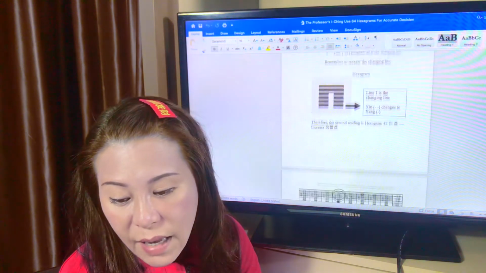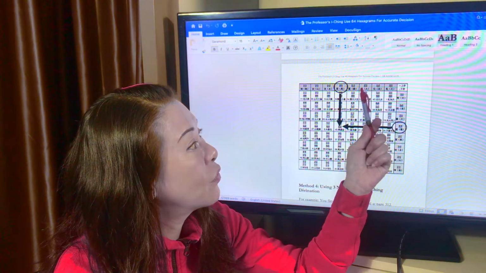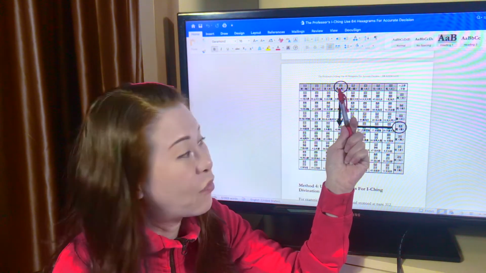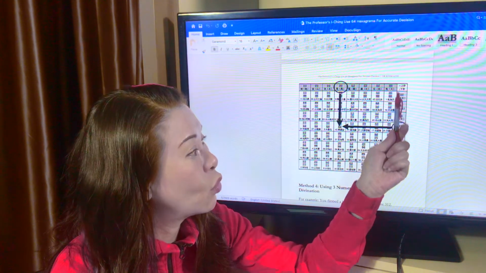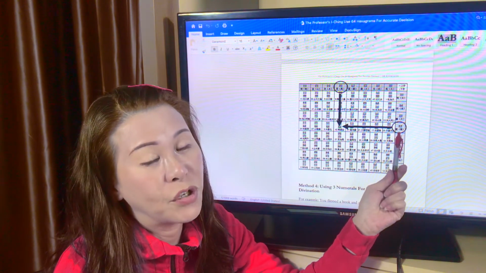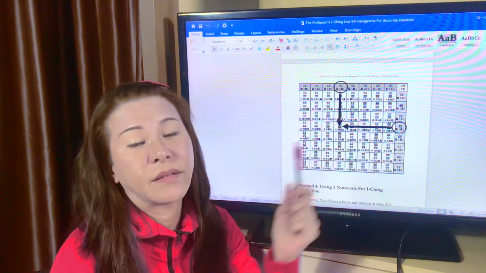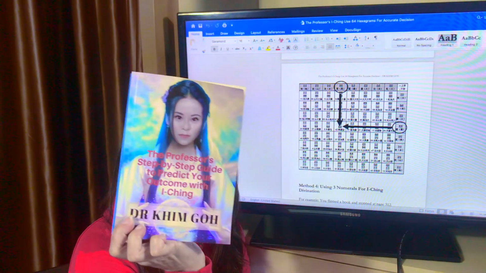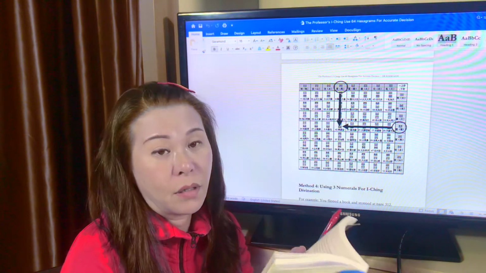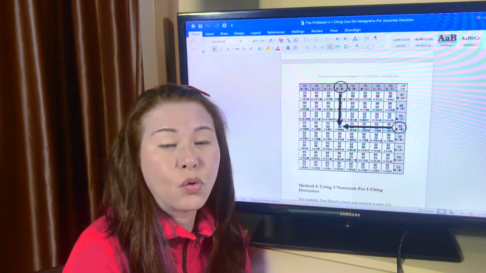So how did I get 42? 1, 2, 3, 4, 5 is the upper trigram. Remember the bottom line changes from yin to yang, so you look for the new lower trigram with the changing line. That's how I found hexagram 42. So again, refer to this book and look for your interpretation. 42 will be the outcome to your question.